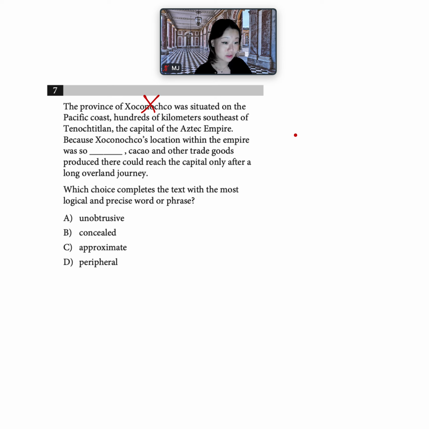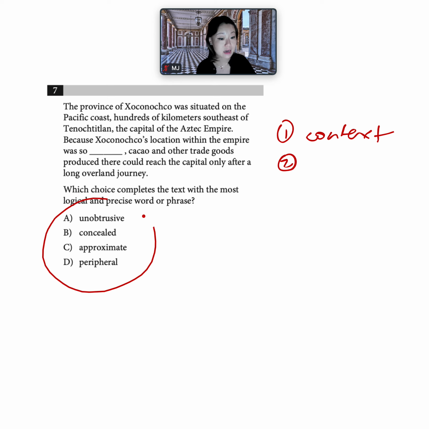For this question, this is another word in context question. So if you've been with me for prior videos, you'll know there's two strategies. One, we're going to look at its closest neighbors, in other words, its context. And two, we're going to look for that meaning or synonym that's thrown in the passage to indicate exactly the definition of the word that you're looking for.